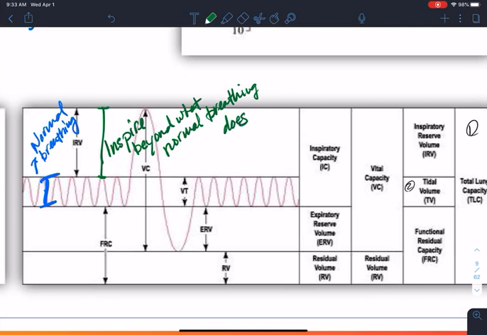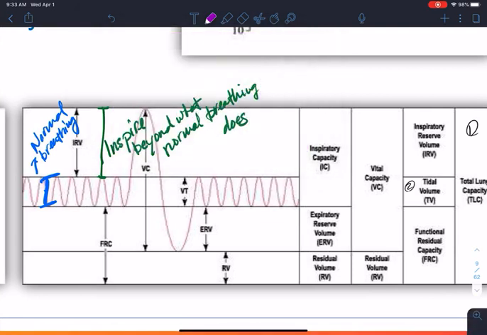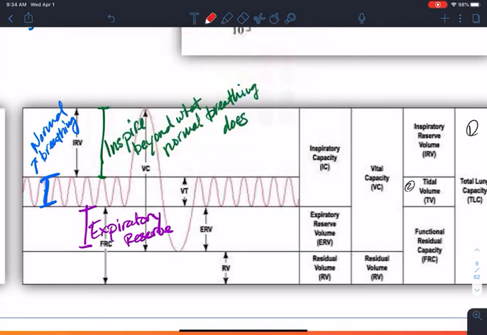And then down here is your expiratory reserve, which is how much you can expire or breathe out beyond normal. And then there's a little bit of lung space down here. This is basically air you can't expire, so you can't breathe this out.